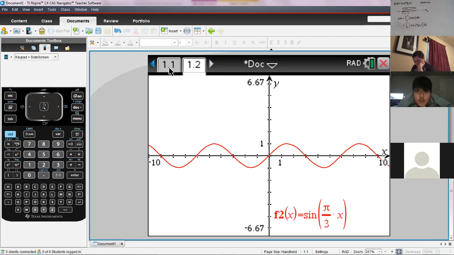Ramirez, you can just do it on the actual calculator, right? You can just put absolute value on sine. Yeah, claro.